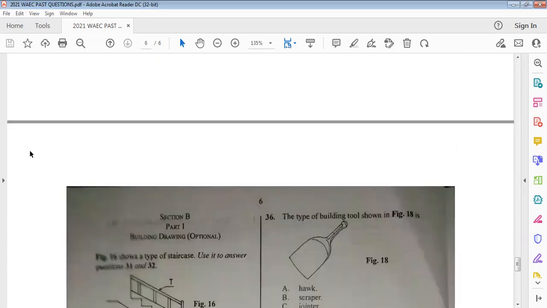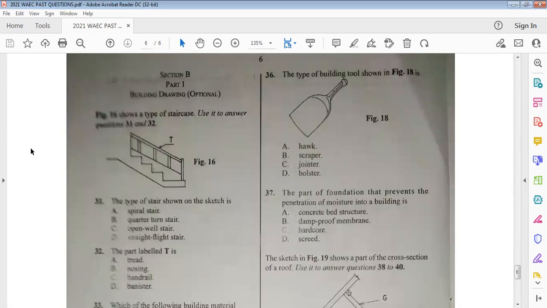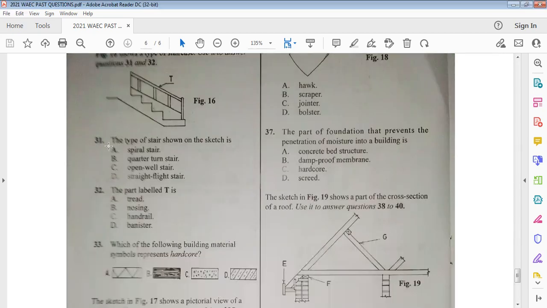Then now we want to look at section B, part 1, which is on building drawing. I will only give you answers to questions 31 to 40 on building drawing alone. I'm not going to work on that of mechanical drawing. Now let's start. Here we have that figure 16 shows a type of staircase used to answer question 31 and 32. Question 31, the type of stair shown on the sketch is a straight flight stair. That is option D.